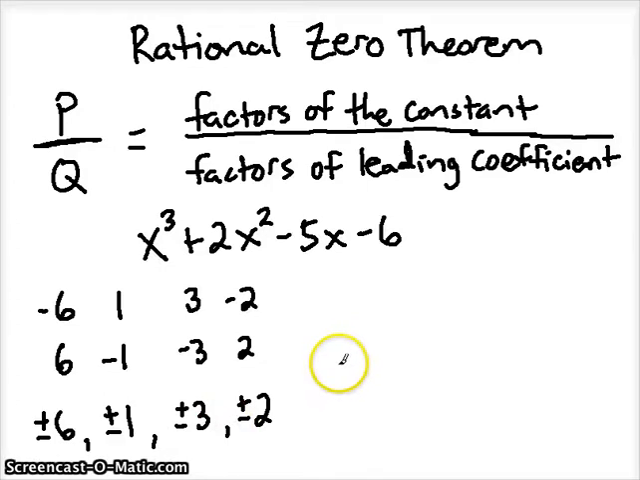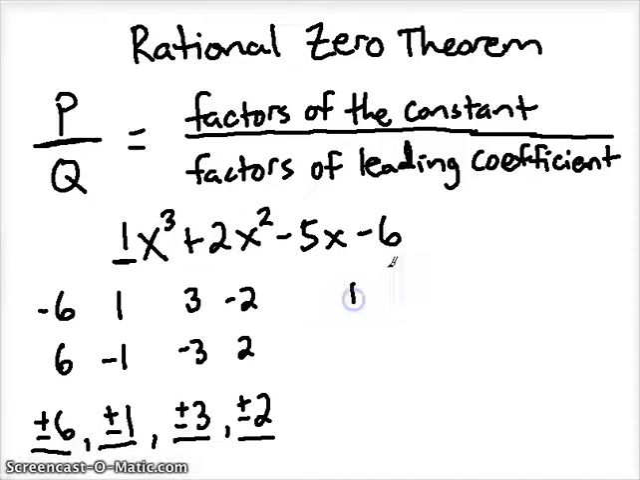So there are our possible factors of our constant, and below each of these we're putting our Q value, which are the factors of the leading coefficient. Well, the leading coefficient is this number in front here, which is implied to be a 1. So we're looking for factors of 1. Well, 1 and 1 are factors of 1, but also -1 times -1 gives us a +1. So really we have positive and negative 1 as possible factors. So we put that below each of our possible factors of the constant.